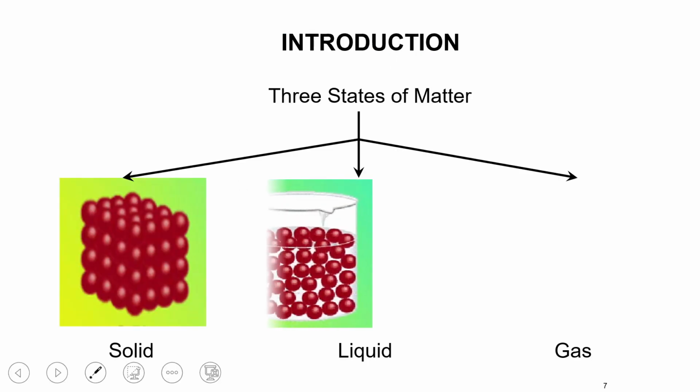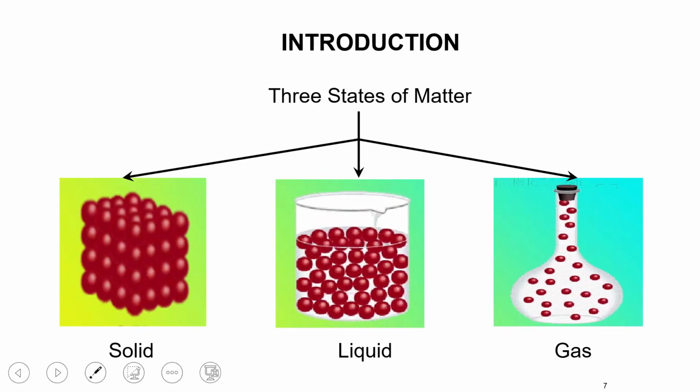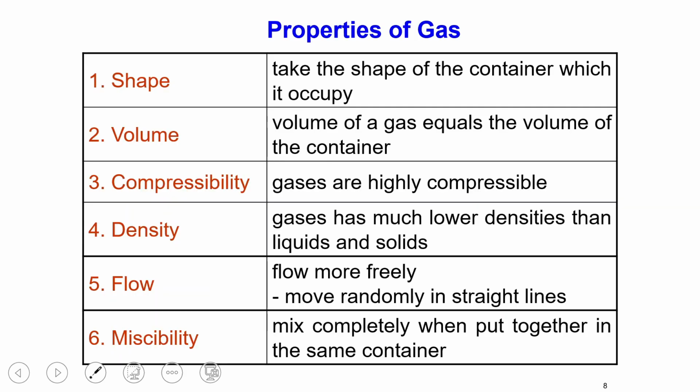So, the 3 states of matter: solid, liquid, and gases. Properties of gases, yang ini pun dah cover dulu. So shape of the gas takes the shape of the container, volume equal to the volume of container, compressibility can be compressed, flow, miscibility, and also density. So ini yang biasalah.